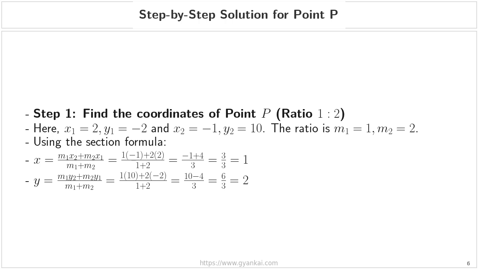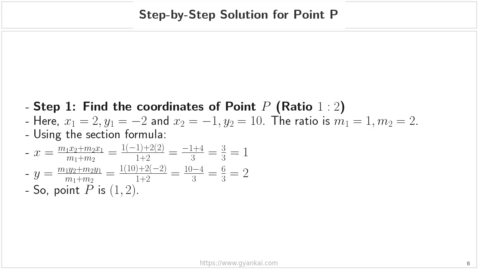Next, we do the exact same process for the y-coordinate. We take m sub 1 times y sub 2, add m sub 2 times y sub 1, and divide by the sum of m sub 1 and m sub 2. Substituting our values, we get 1 times 10 plus 2 times -2, all divided by 1 plus 2. That simplifies to 10 minus 4, which is 6, all divided by 3. This gives us a y-coordinate of 2. So, after completing the calculation, we can confidently say that the coordinates for point P are (1, 2).